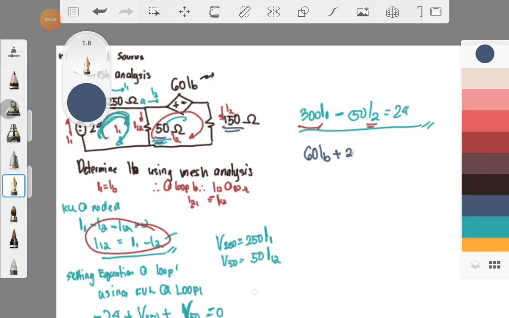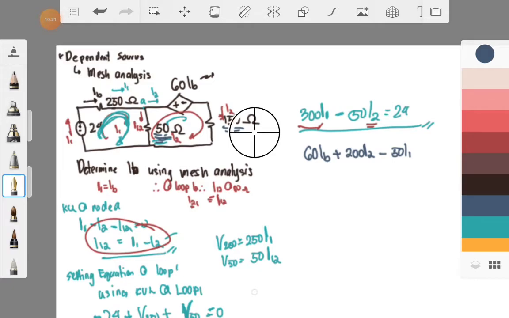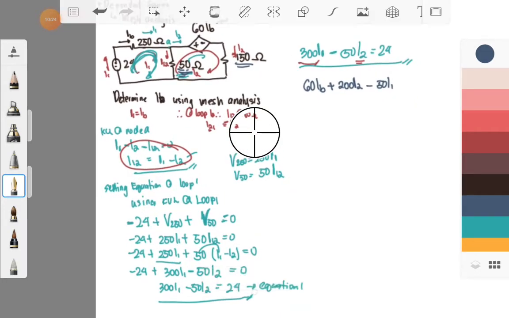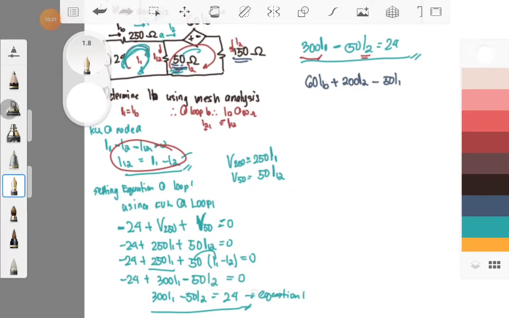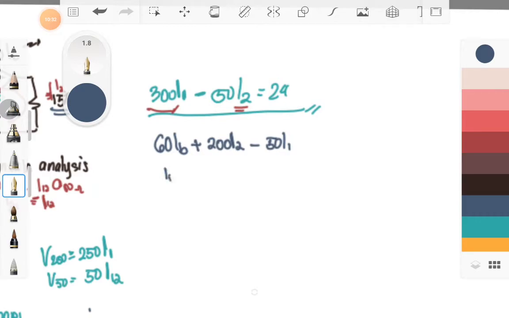We have our 200 I2 minus the current na nakakabit naman sa kabila, which is 50 I1. Take note na kung ano yung loop na ina-analyze nyo, yun yung magiging positive, and yung negative is yung loop kung saan nakakabit yung isang resistor, which is particularly your 50 ohms. You may prove that using our previous equation, wherein you would substitute the value of your I12, or your I21, is equal to negative I12.